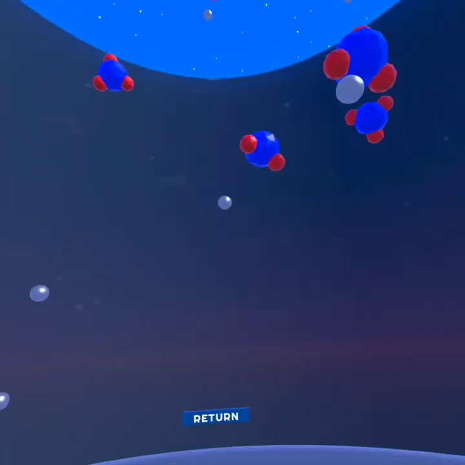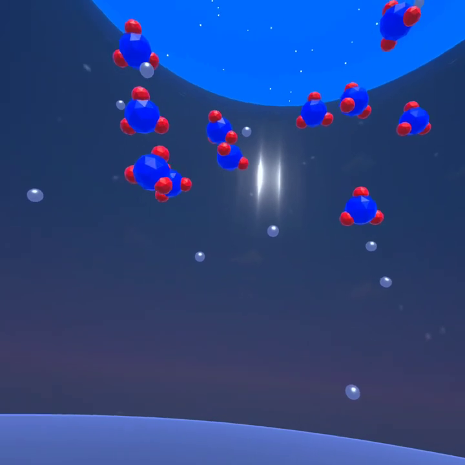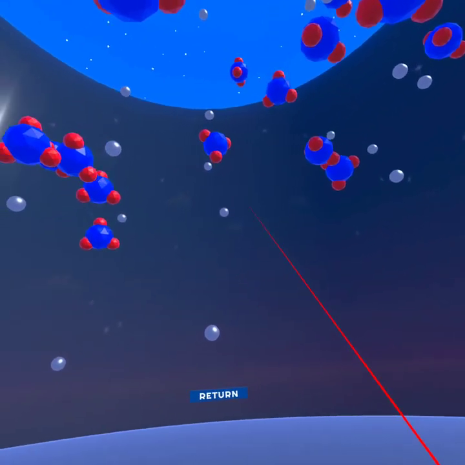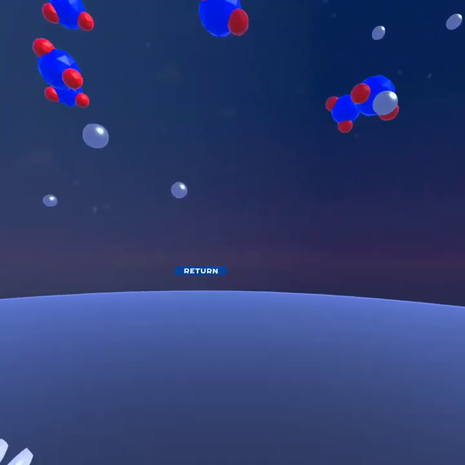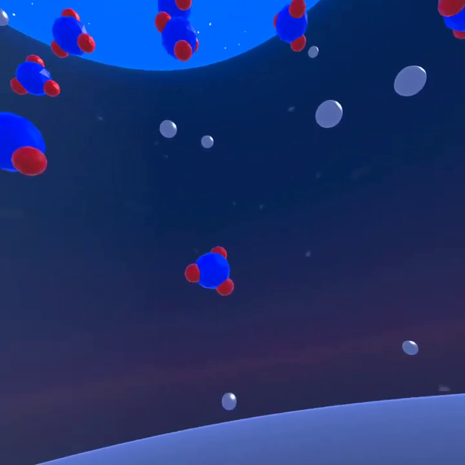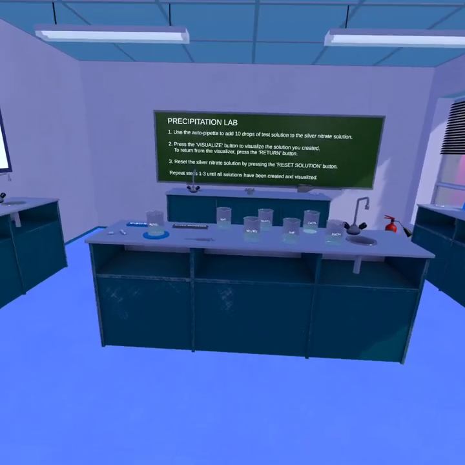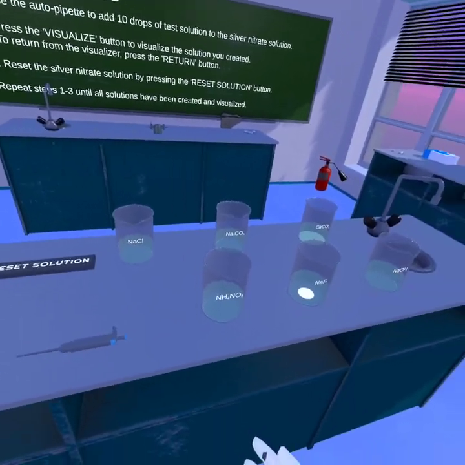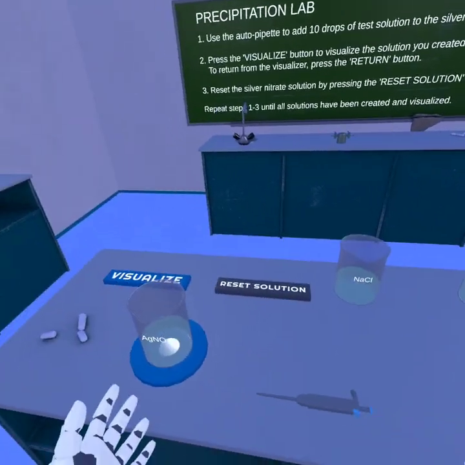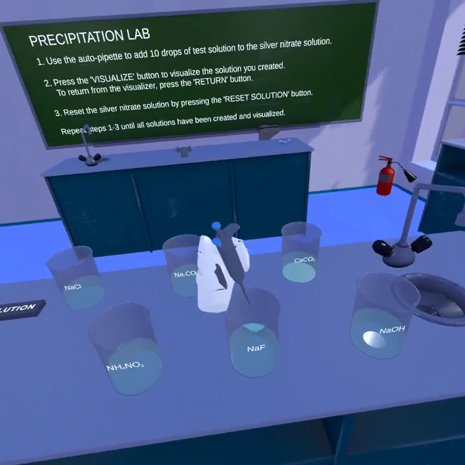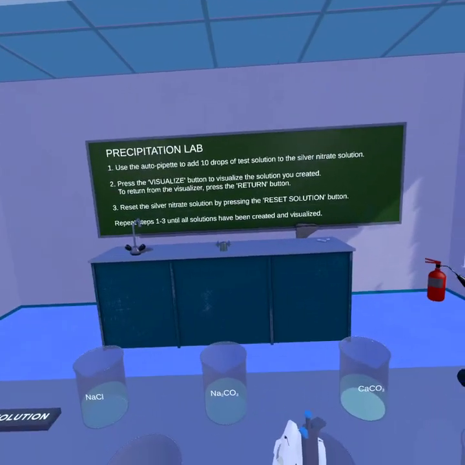If I were to click visualize, you can see floating around us, we have our nitrates and we have our silvers. While it is a salt, they are separate. They have not come together in any way. So just to keep that in mind, let's do a compound. So now that we've done that, let's do one alike. Sodium fluoride. So what does it say?